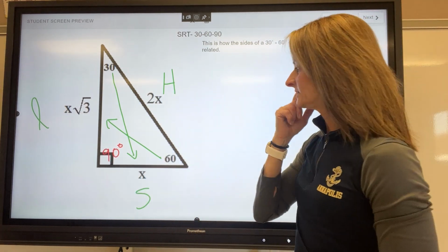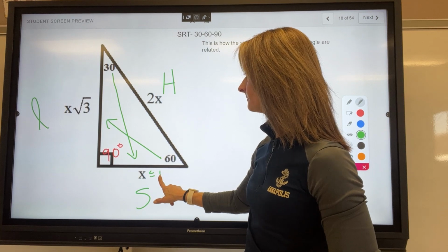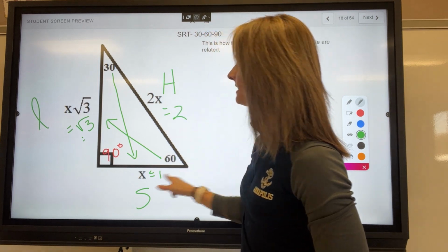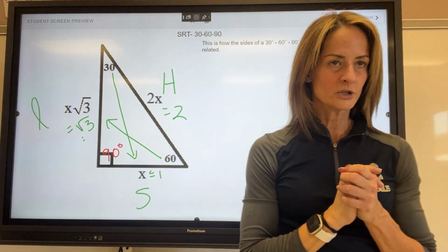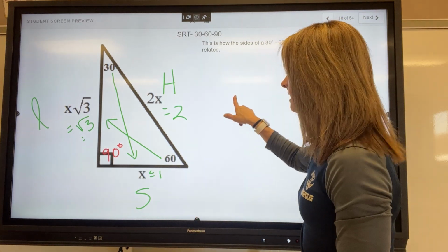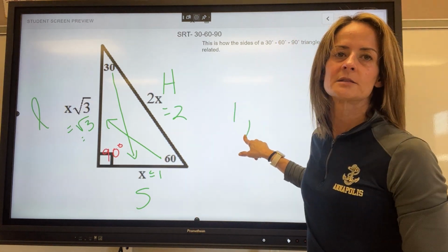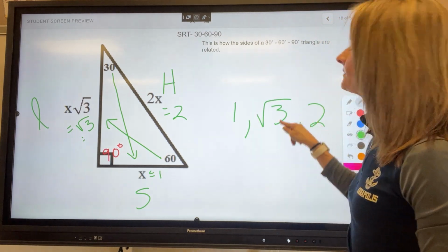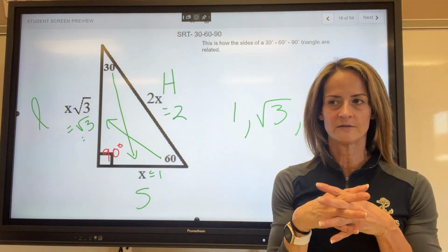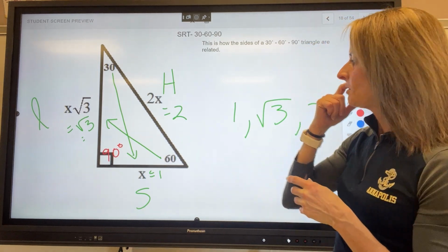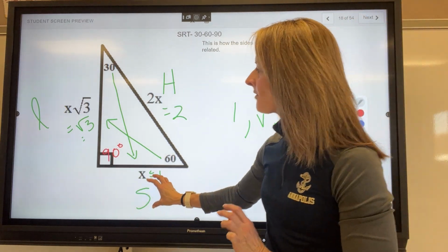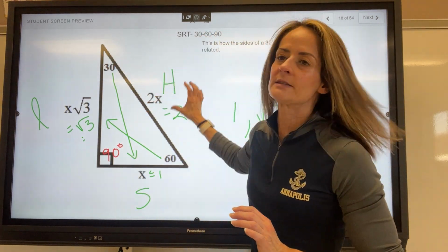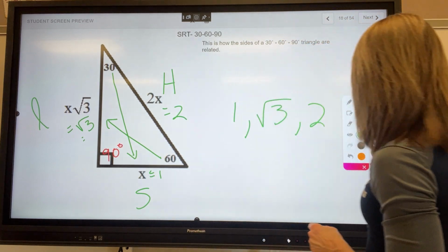Now, the reason why we do this is if we consider this to be 1, then this is 1 times root 3, and this is 2. Think about those numbers. If I had to put them in order, 1, 2 would not go next. Square root of 3 would go next, and then 2, because square root of 3 is in between 1 and 2. It's like 1 point something. So one way to remember this is the length of the short side times square root of 3 gives us the long leg, and the short side times 2 gives us the hypotenuse. That's the relationship we need to memorize.